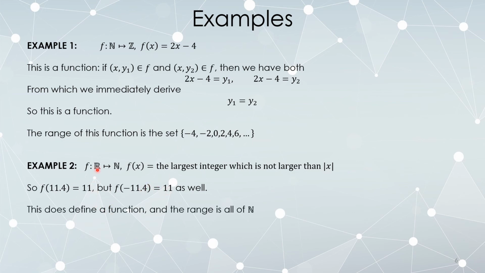This does define a function. I can plug any real number into it, and every time I plug a number into it, I'm going to get out exactly one thing. I cannot get out 2. The range is also all of N. Every natural number can be computed as the largest integer not bigger than the absolute value of something.